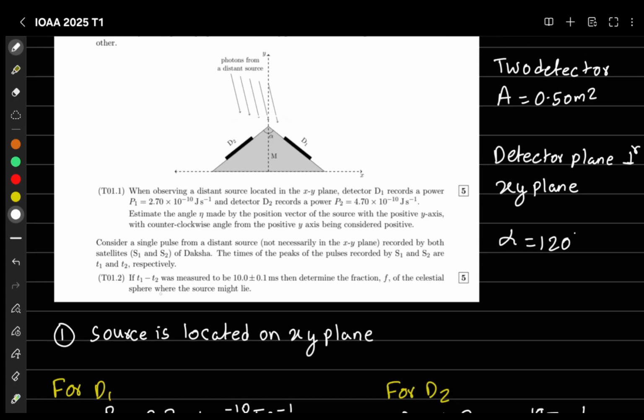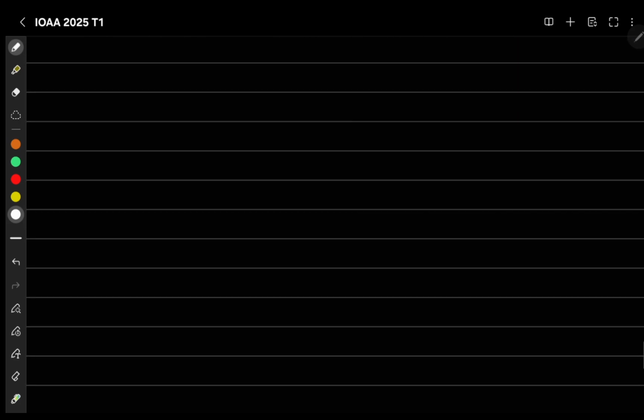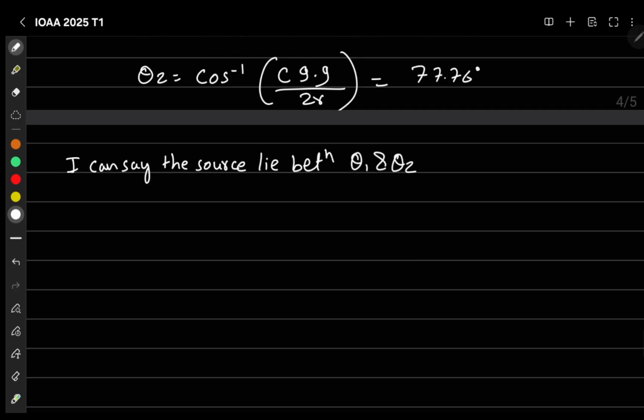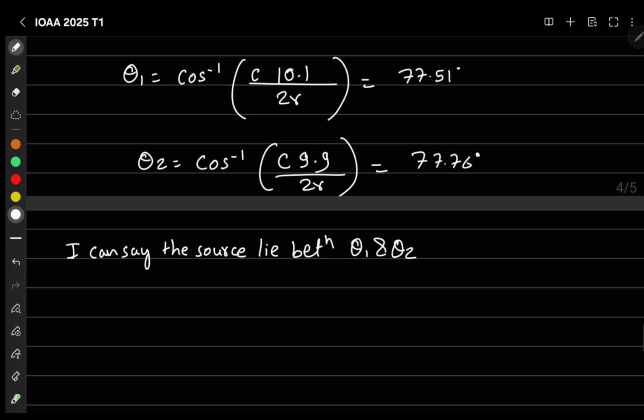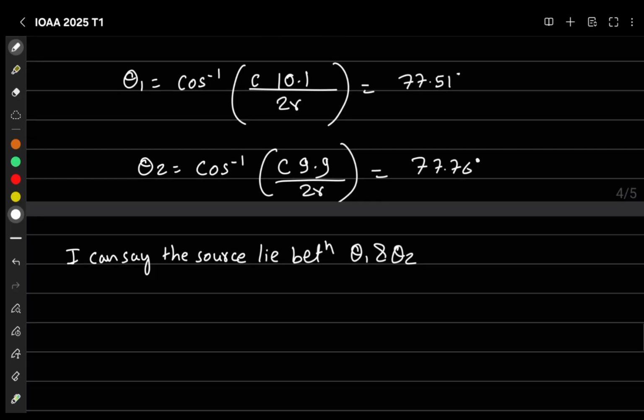Now if there was no uncertainty, we can say that the source lies exactly on the theta value, but because there is an uncertainty, I can say that the source lies between theta 1 and theta 2. There is no single point. Because of the uncertainty, a strip has been made which covers theta 1 and theta 2, and it can lie in any of the axes.